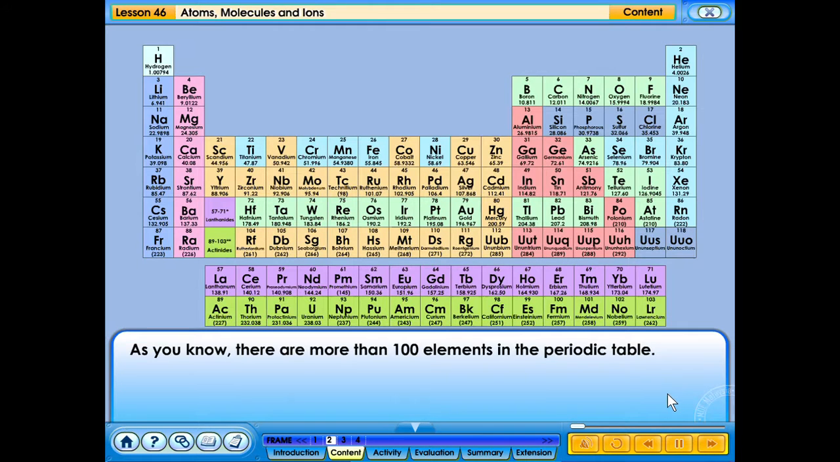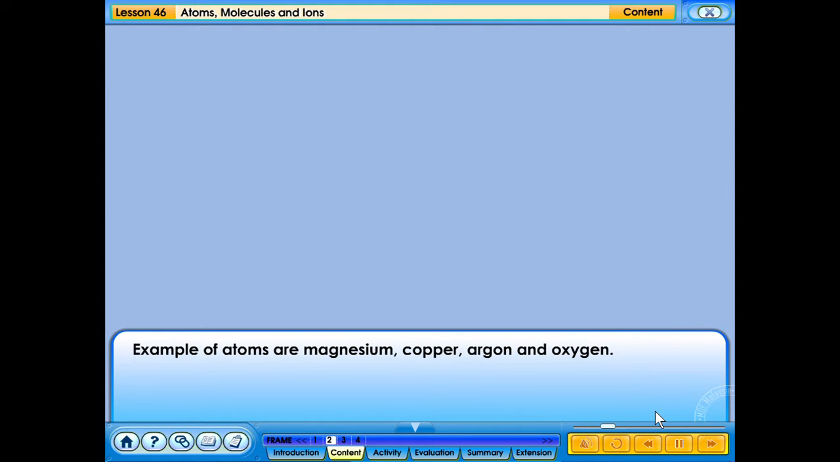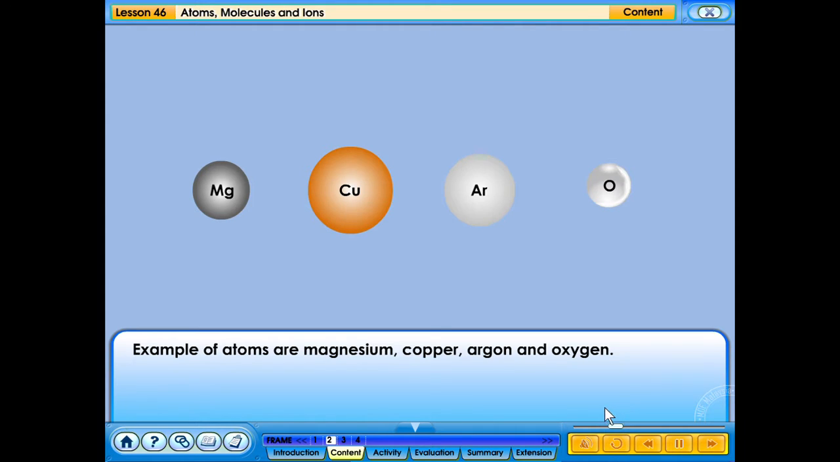As you know, there are more than 100 elements in the periodic table. Each element is made up of atoms. Examples of atoms are magnesium, copper, argon, and oxygen. What does an atom consist of?